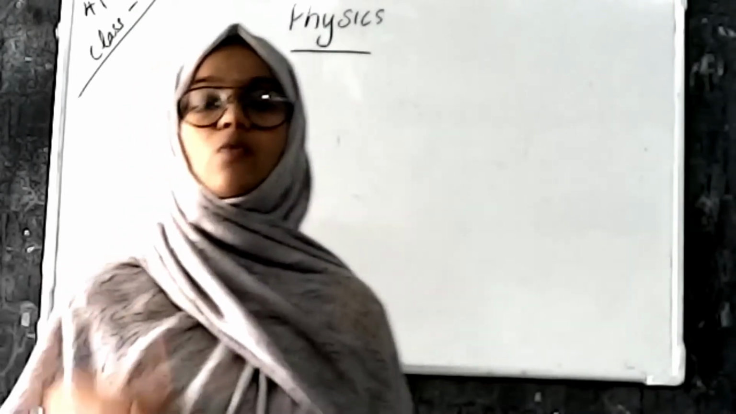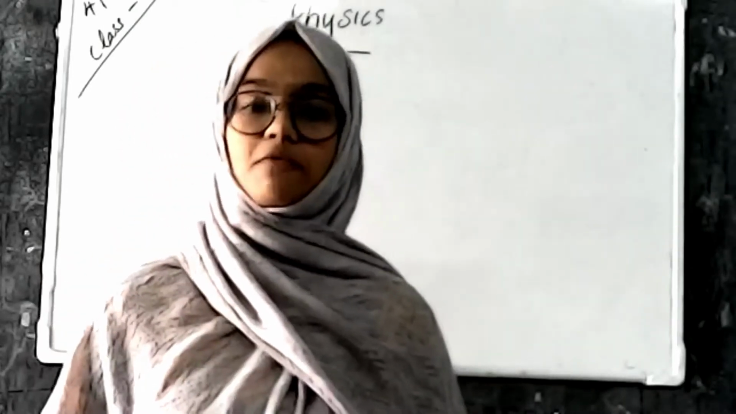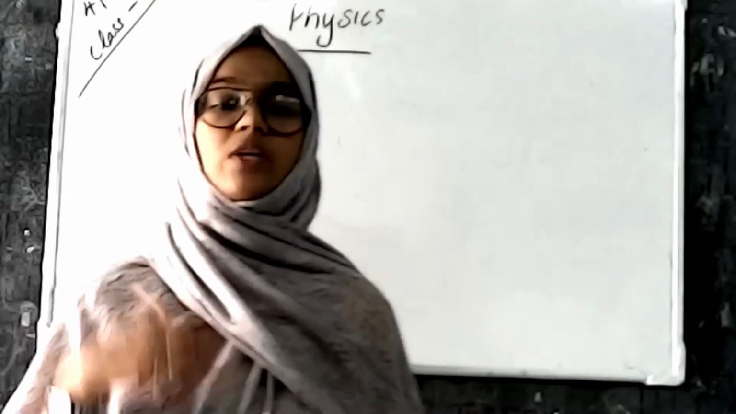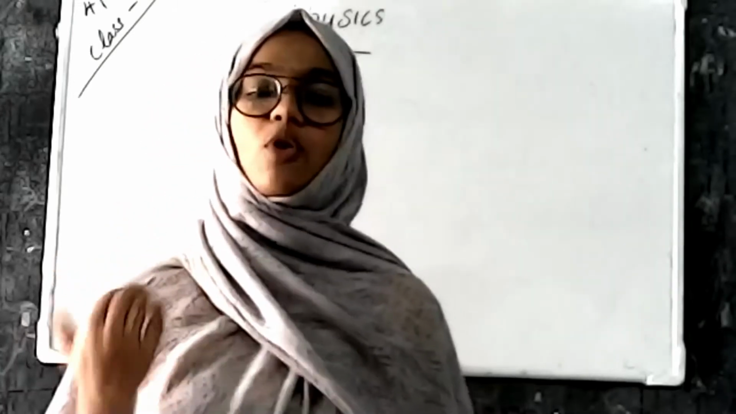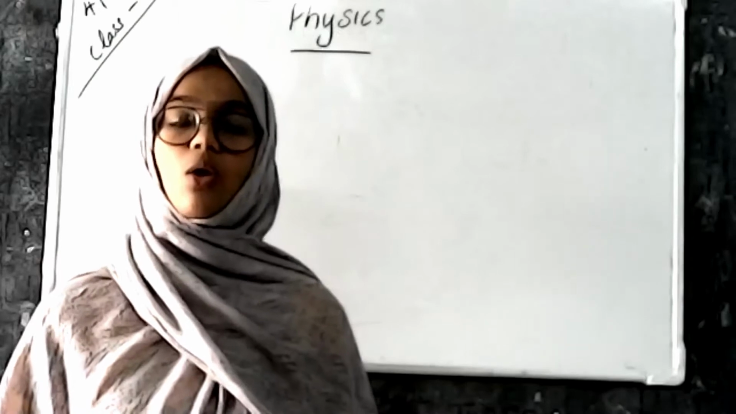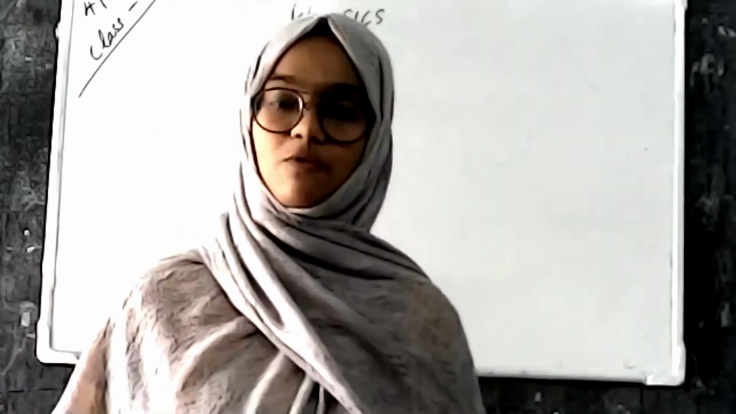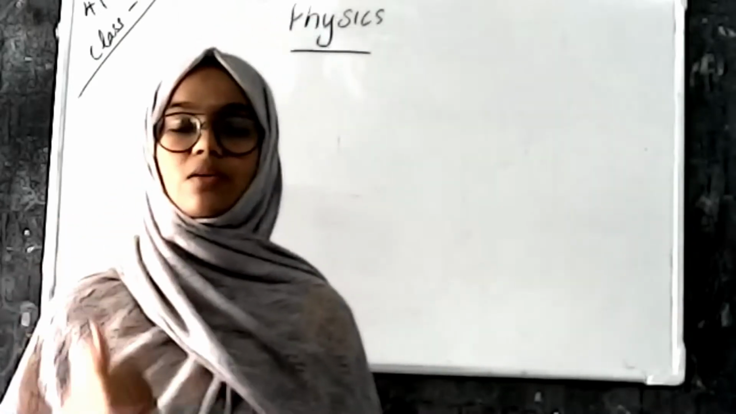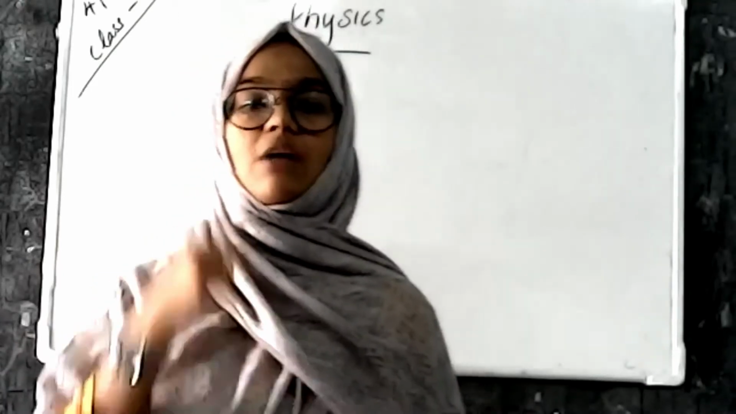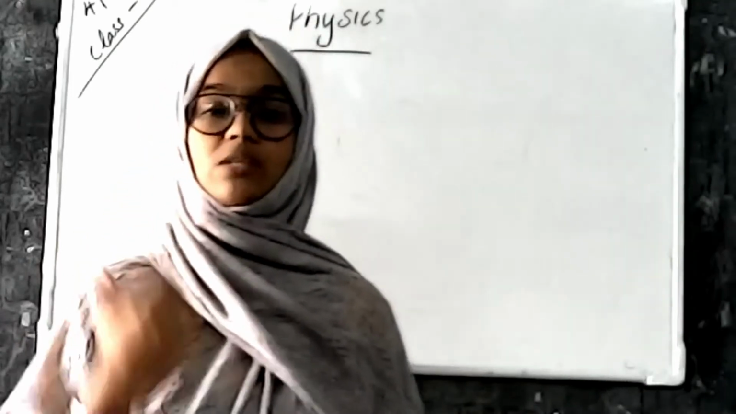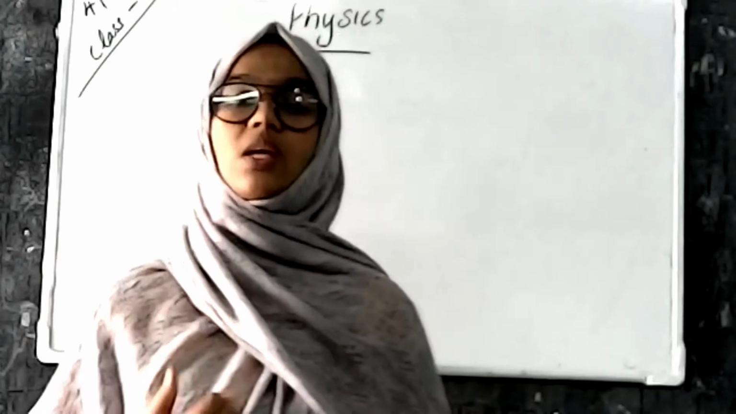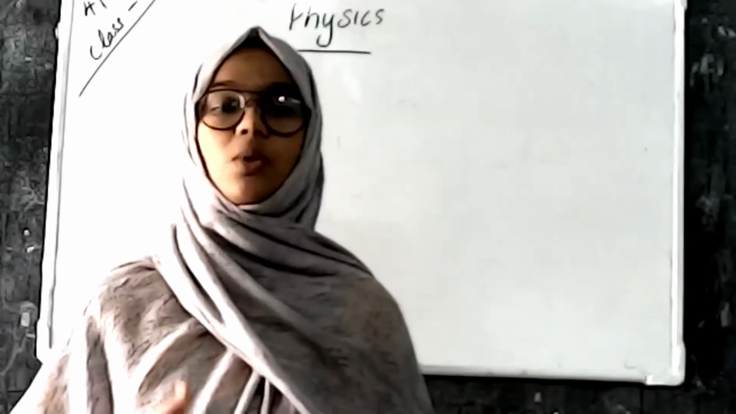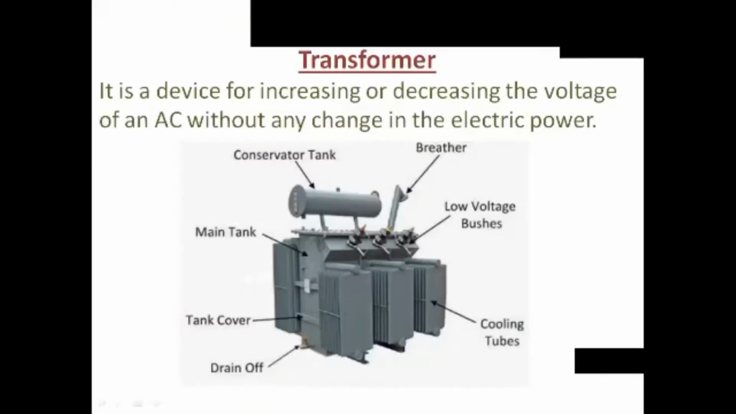That is, the coil wound on the soft iron, the width of the coil and the number of turns in the coils are all different based on their function, increasing or decreasing the voltage. So we will discuss transformers in more detail, and we want to see an image of a transformer through our slide. This is an image of a transformer.